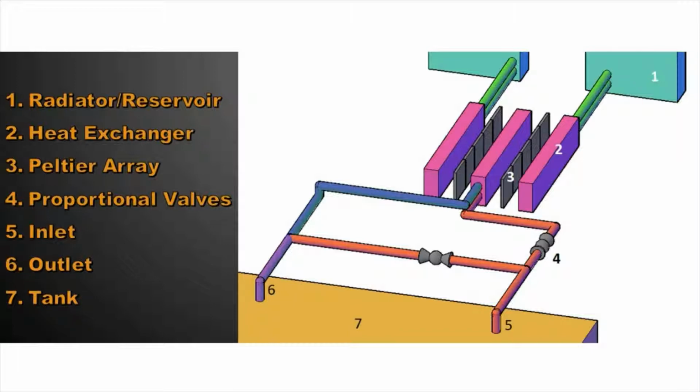In between these heat exchangers are our Peltier pads. In cooling mode, they are used to move heat from the middle heat exchanger to the outside heat exchangers. In heating mode, they move heat from the outside heat exchangers to the middle heat exchanger. The proportional valves, number 4, are used to control the amount of process fluid sent through the heat exchangers. The streams from each process valve then reunite at the outlet and are fed back into our tank.